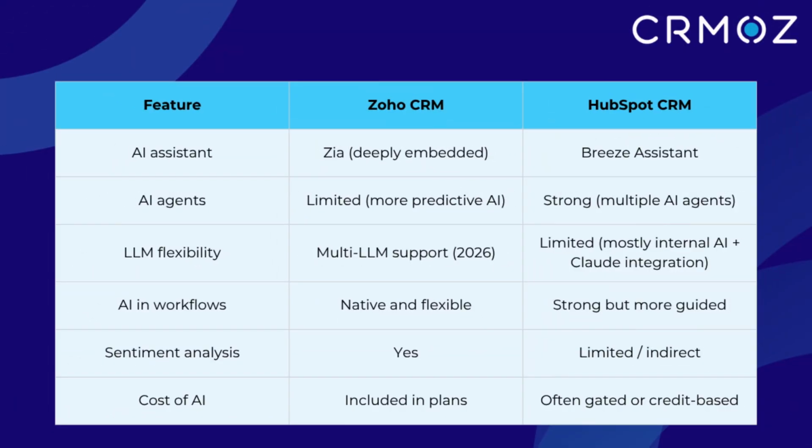So as you can see, HubSpot leads in AI usability and agents, but Zoho wins in AI flexibility, cost efficiency, and deeper system integration. And the biggest advantage of Zoho and the biggest update is the multi-LLM support. Moving on to the second category, which is automation, and it is a very big and important one.